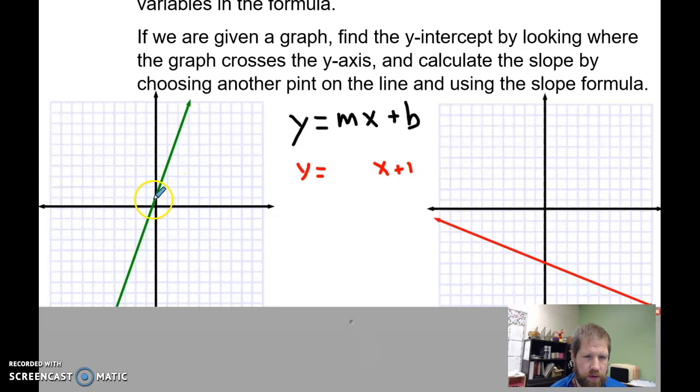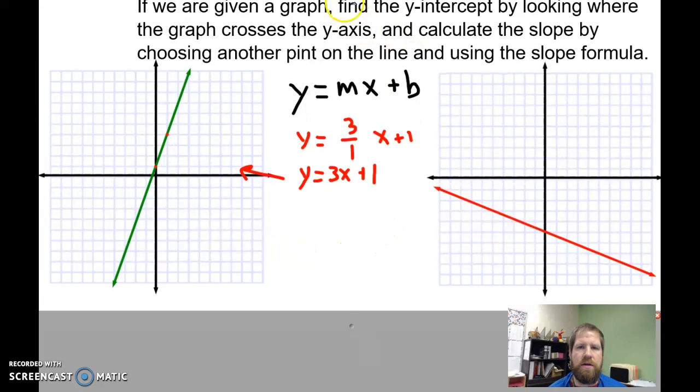So I'm going to come up. Travel along the line and look for your next point where it exactly crosses an intersection. It's in the middle there, crosses right here. Looks like it lines up perfectly right there. So the rise is 3 over 1. My slope is going to be 3 over 1, or y equals 3x plus 1. That's for that equation, since I'm using different colors here.